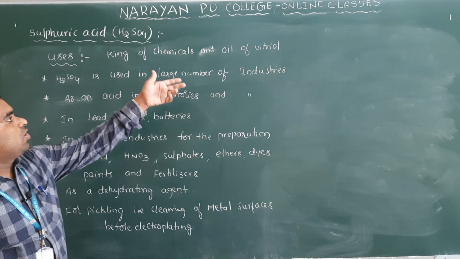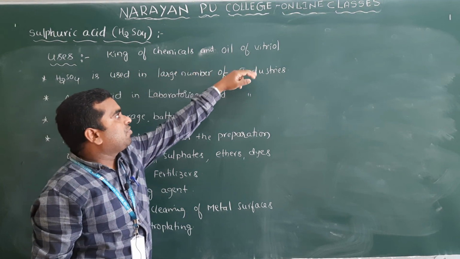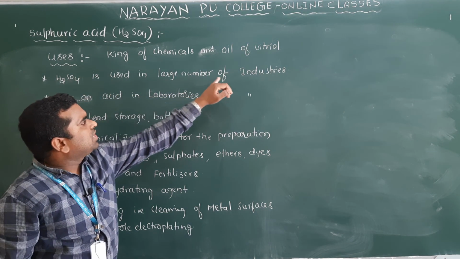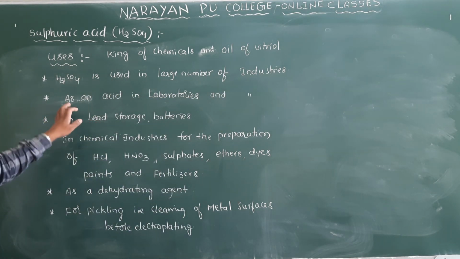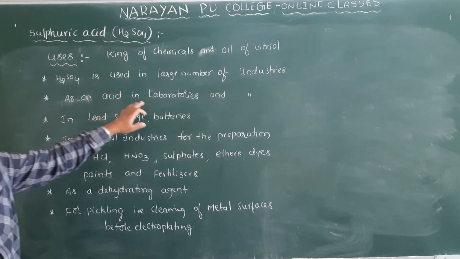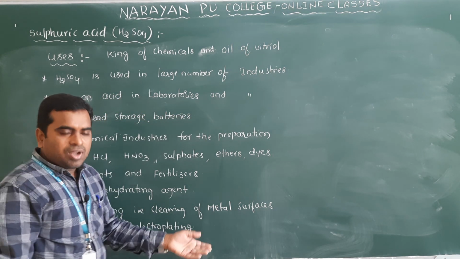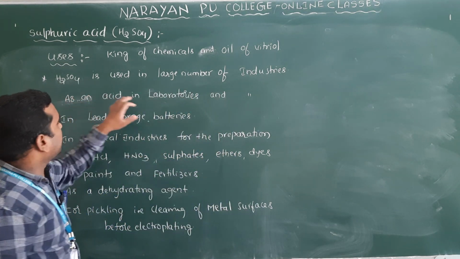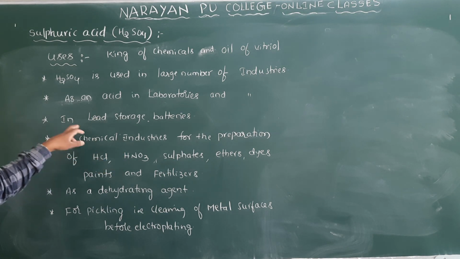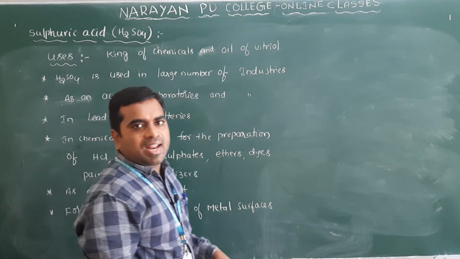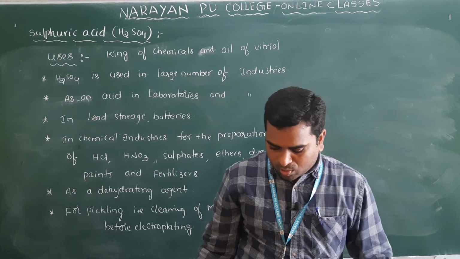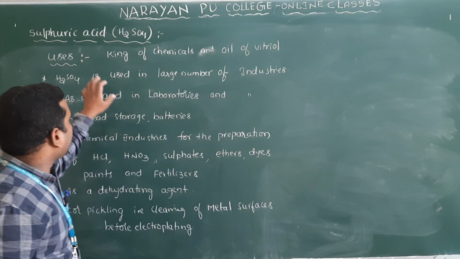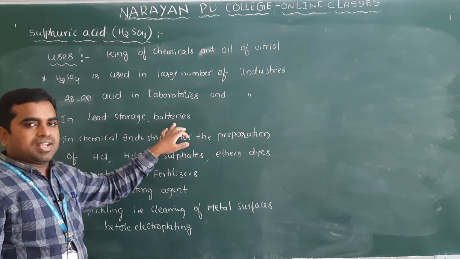Which of the following compounds is oil of vitriol? It means concentrated H2SO4. It is used in a large number of industries, and as an acid in laboratories and also industries. When you did practicals in the first year, you used sulfuric acid as an acid in the laboratory. And in lead storage batteries, which we will study in electrochemistry, we use concentrated H2SO4 as the electrolyte.